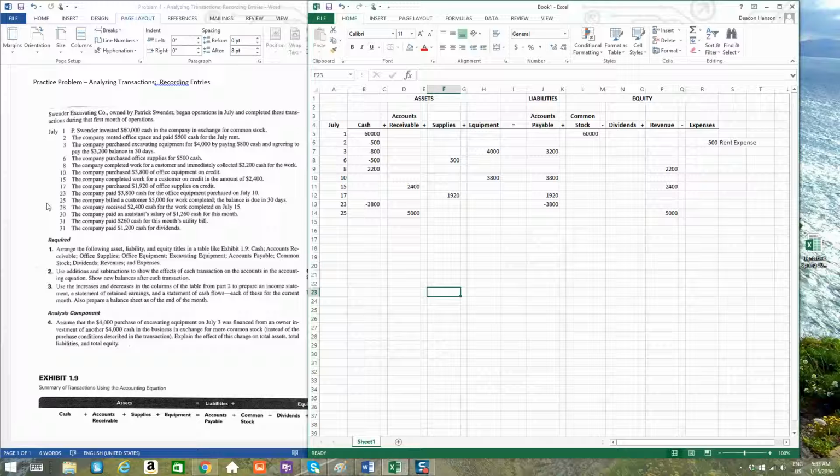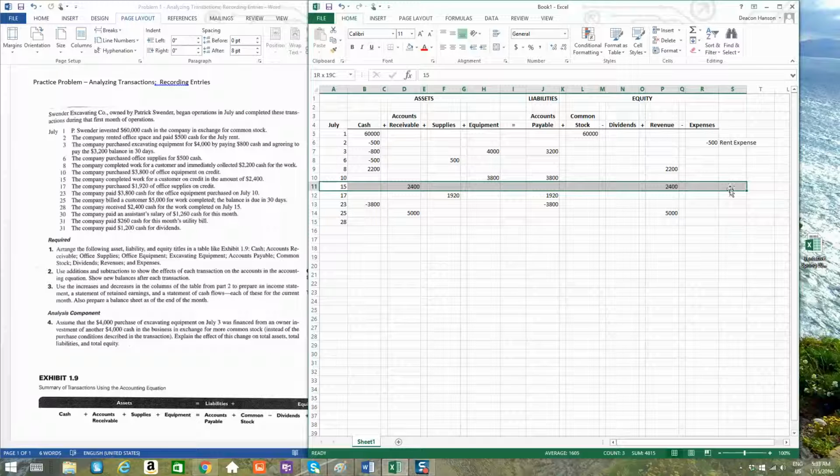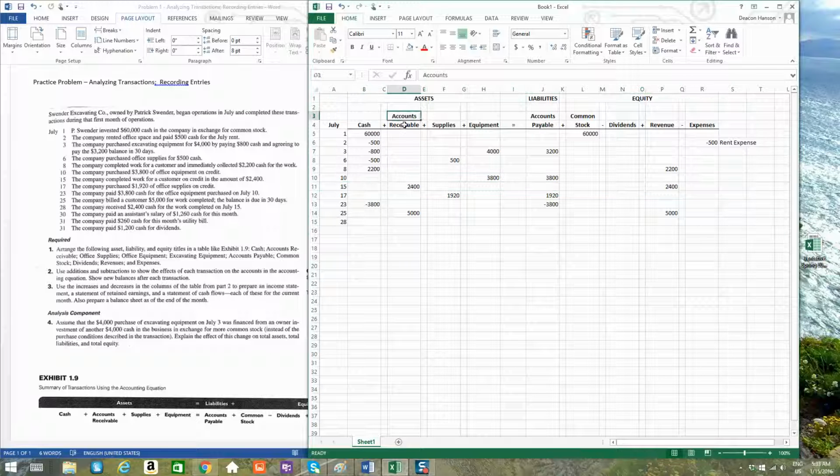Okay. 28. The company receives 2,400 cash for the work completed on July 15th. So this is July 15th here. The company is still owed 2,400. Now they will receive it.